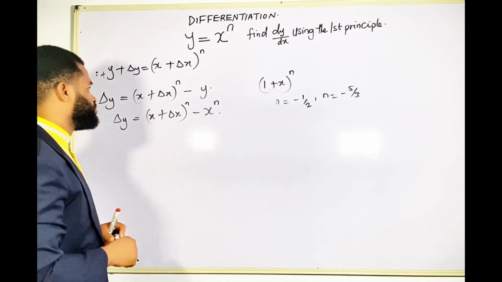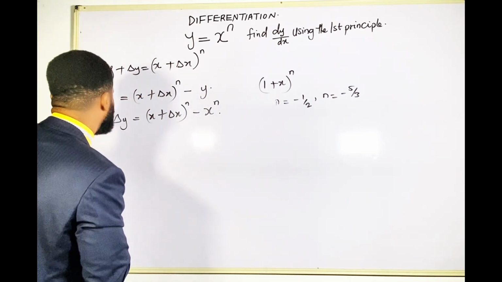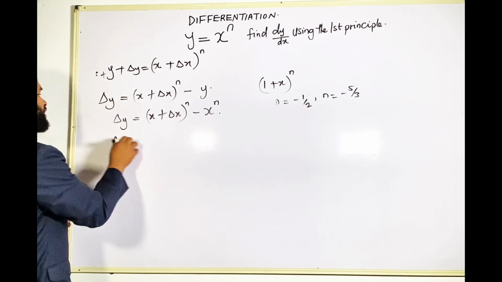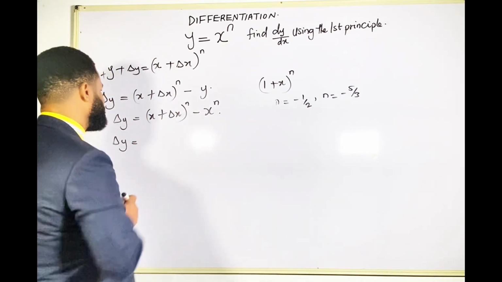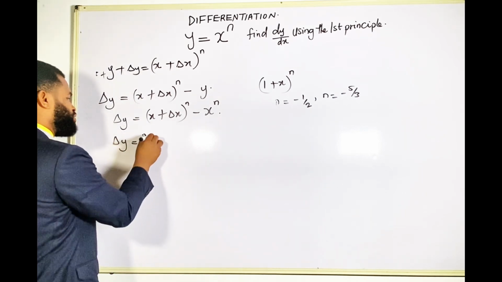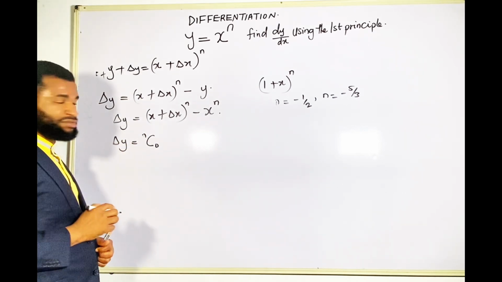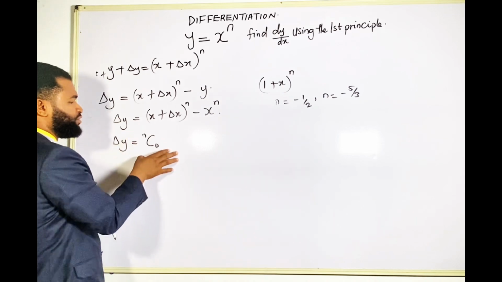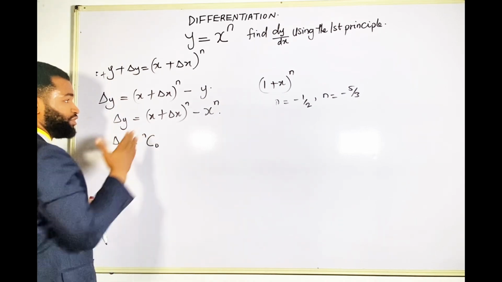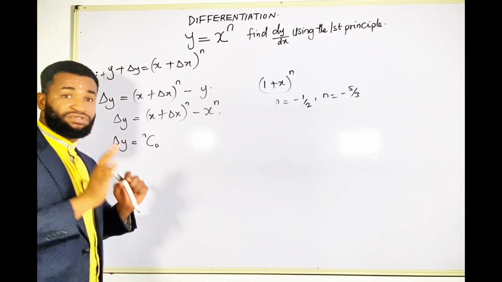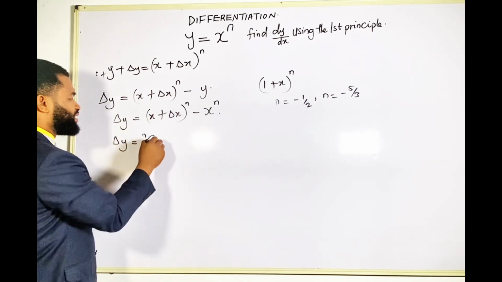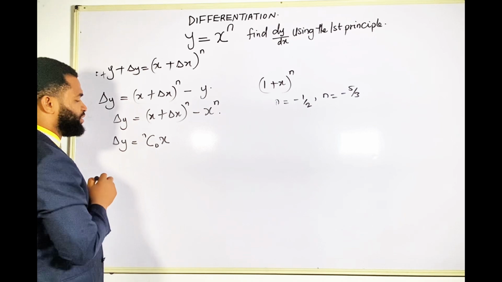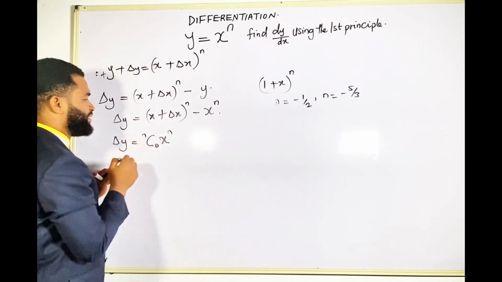Now look at what we are going to do. In that case, I am going to say that change in y is equal to, I'm going to open this. How do I open it? I'm going to say n combination 0. When I use the combination method of this binomial expression, I want to make it simple. So the first term, x, is going to be raised to power n.